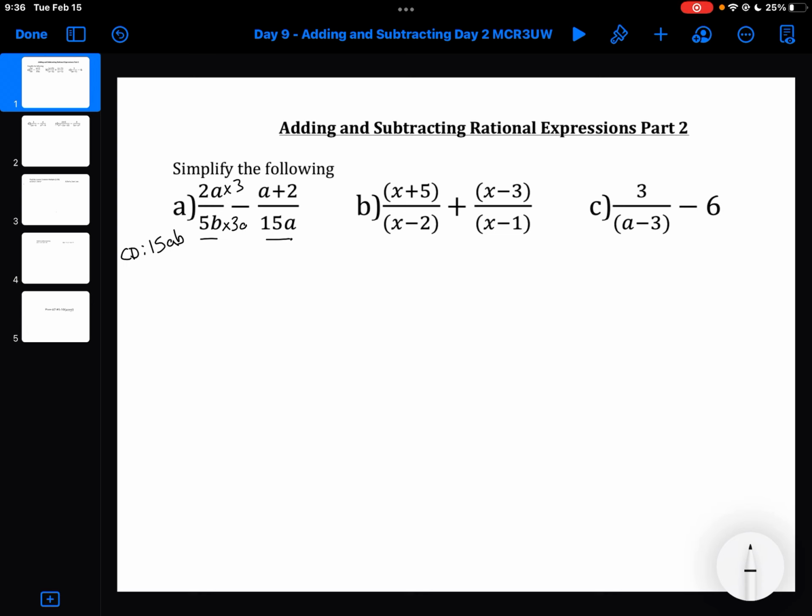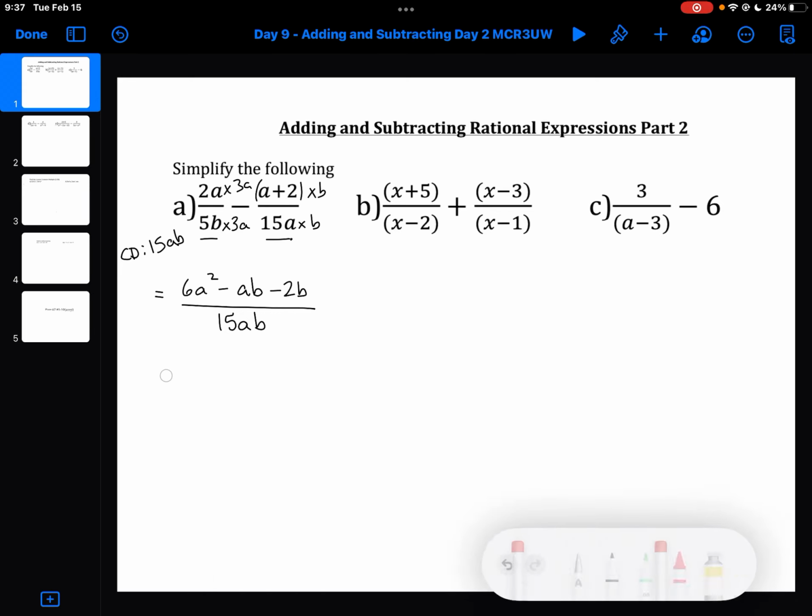So in my first fraction, I'm missing an a from my denominator, so I'm going to multiply the top and the bottom by a. In my second one, I'm missing a b, so I'm going to multiply the top and the bottom by b. Expanding that out gives me 6a squared minus ab minus 2b all over 15ab, making sure that subtraction sign applies to both of those terms inside that bracket on the right hand side. That's as far as I can go.